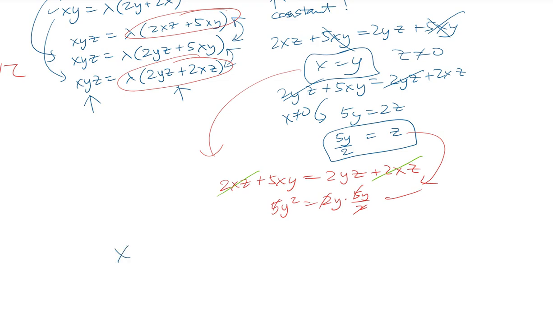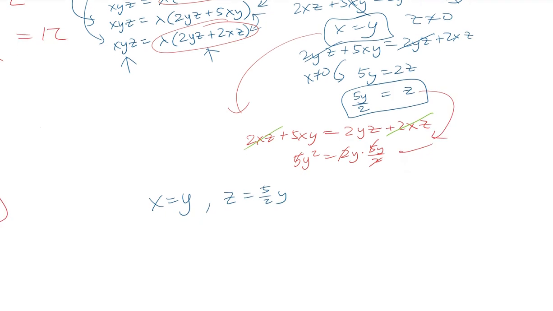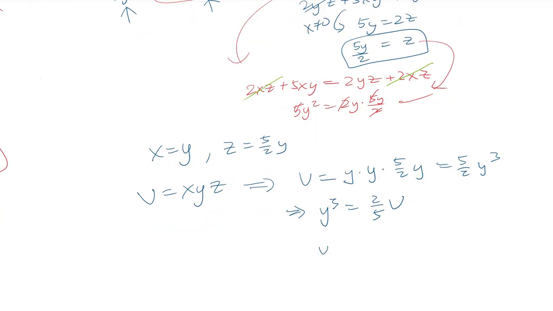So I get x equals y, and then I get z equals 5/2 y. All right. So now I know that xyz equals V. So V is xyz. I'm going to put this all in terms of y. So V is going to be y times y times z, which is 5/2 y, so this would be 5/2 y cubed. This means that y cubed is equal to 2/5 V. So y is the cube root of 2/5 V.